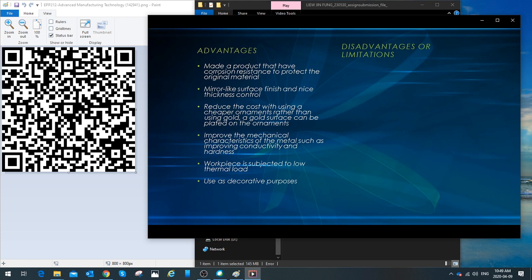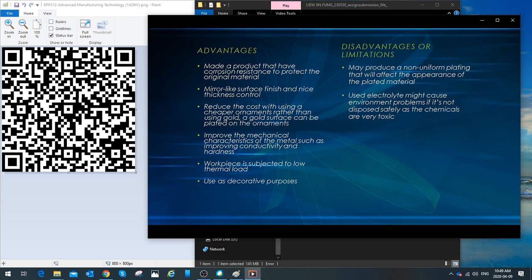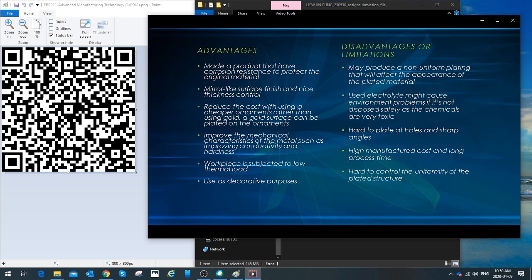While the disadvantages are: it produces non-uniform plating, the electrolyte might cause environmental problems, it is hard to plate at holes and sharp angles, there are high manufacturing costs and long process time, and it is hard to control the uniformity of the plated surface.